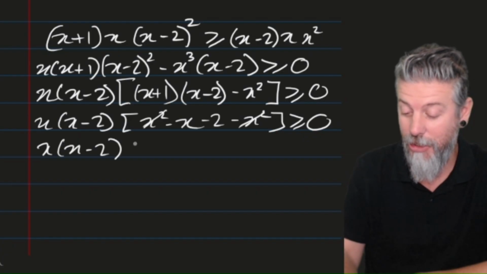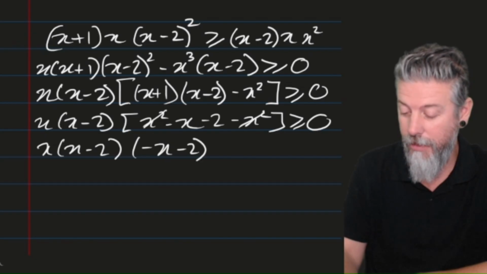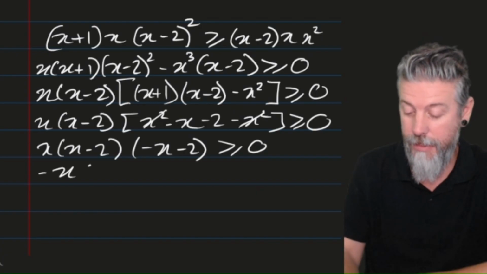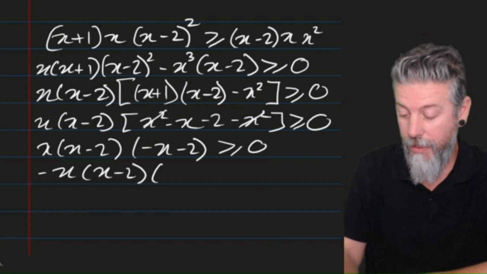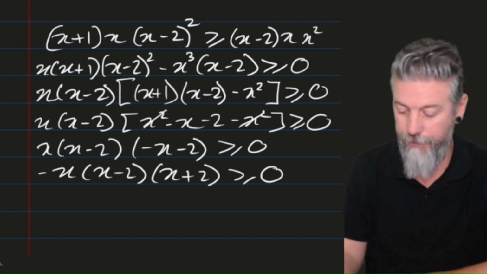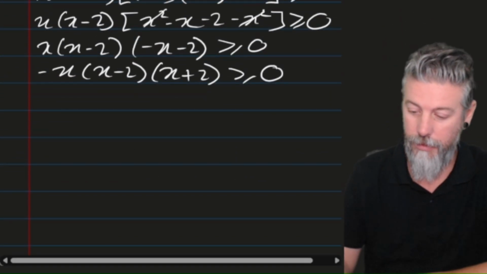I'm now changing back to curly brackets. It's minus x minus 2, but I never like to leave a factor in there with just a negative like that. So I'll take that negative out the front and have it as negative x, x minus 2, x plus 2 is greater than or equal to 0. So now that I've done that, what I would typically do is I would graph this.